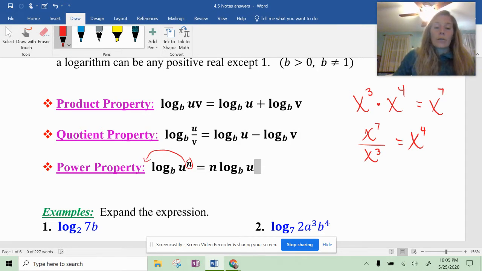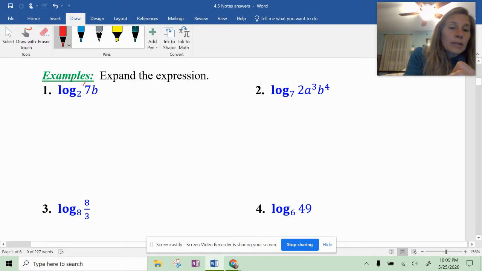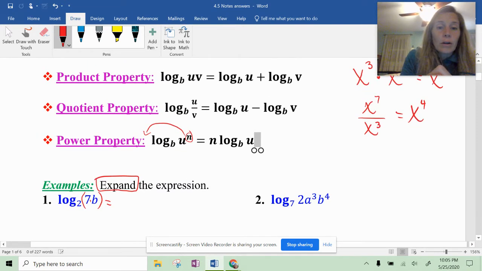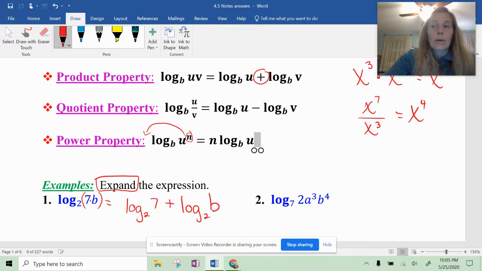All right, so first thing we're going to do is expand the expressions. In this first expression, we see that we have a 7 times b. When we want to expand that, we use that first property that we saw up here, and we're going to use that plus sign. So it's going to be log base 2 of 7 plus log base 2 of b.